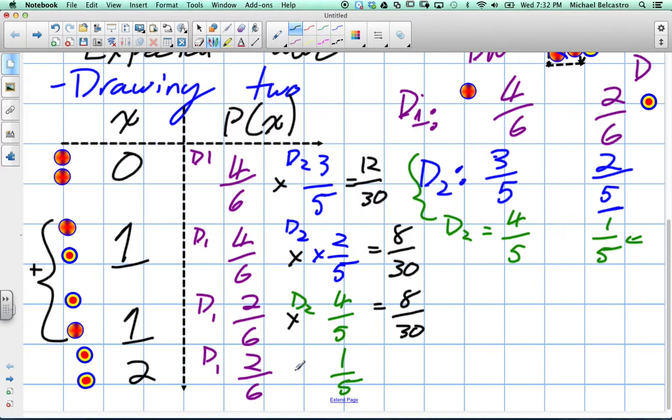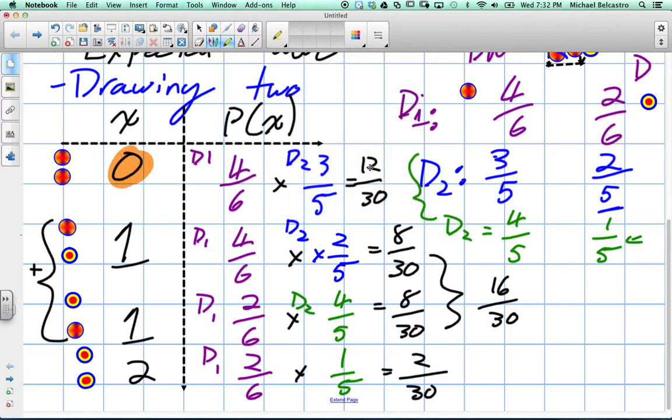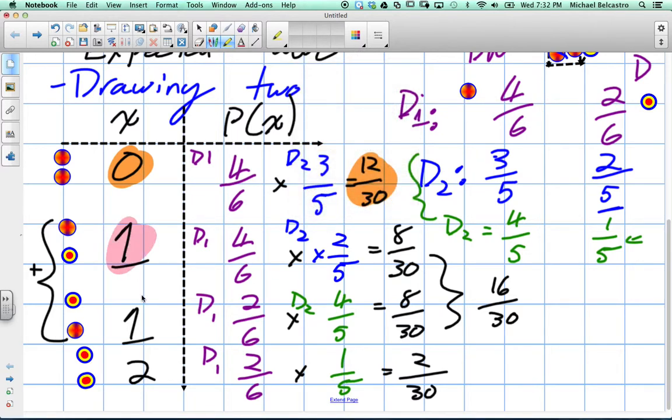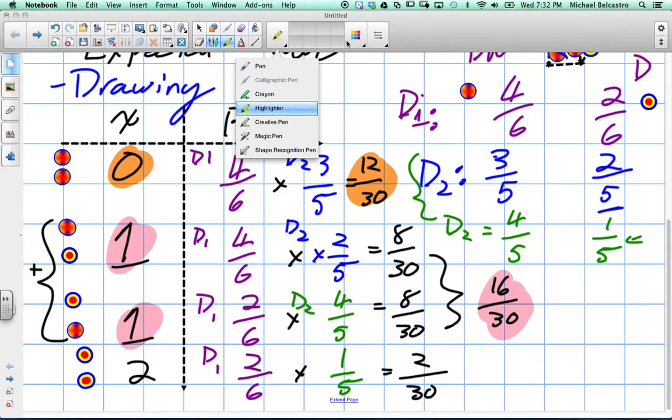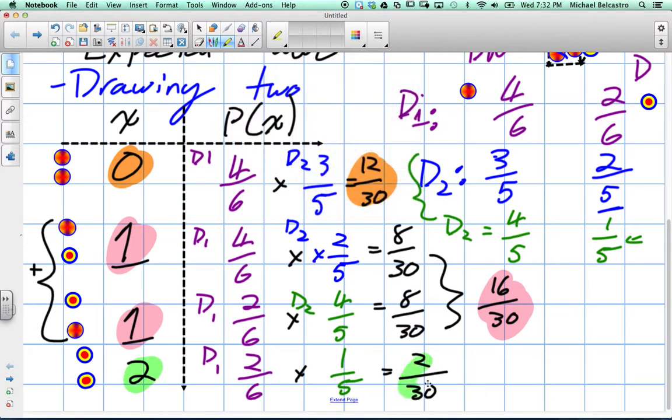Okay, so we're going to multiply these together. 2 times 1 is 2. 6 times 5 is 30. Okay. So, and I'm going to just put these two together. When I add those together, that'll give me 16 over 30. So these are our possible probabilities. Great. So of drawing 0, you have a 12 in 30 chance. Of drawing a 1, okay, you have a 16 in 30 chance. And for drawing 2 defective ones, you have a 2 in 30 chance.